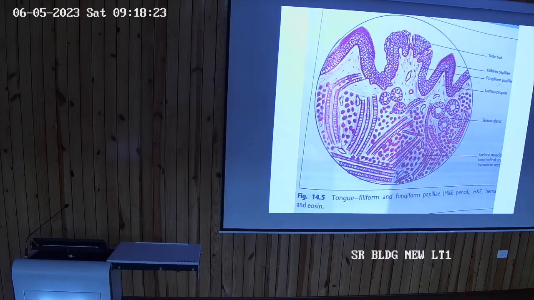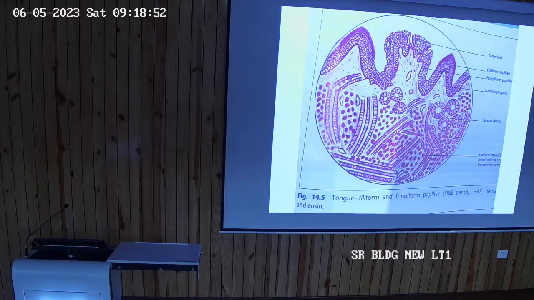Okay, so when the students are replying very well, then we ask, tell us, is it stratified squamous non-keratinized completely? To get good marks, you should reply that, sir, at the tip of filiform papillae, it is showing keratinization. Otherwise, the rest of the part is completely stratified squamous non-keratinized.